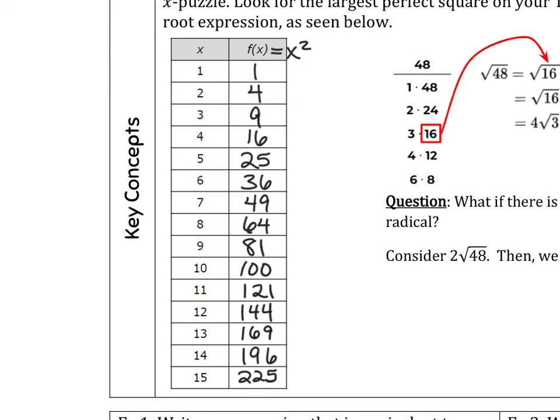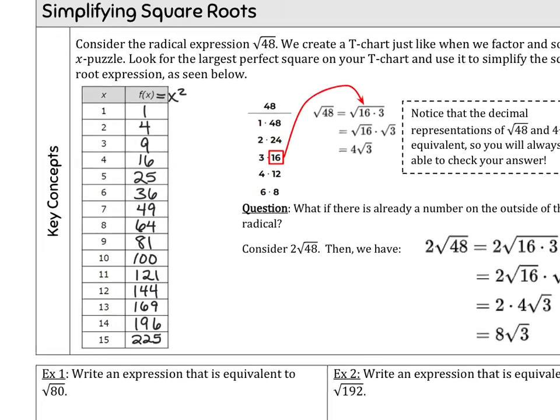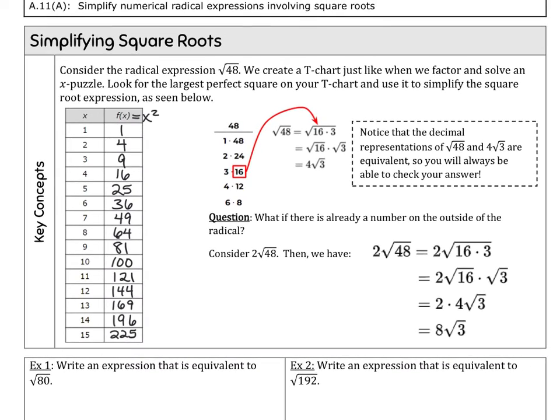So what we're going to be doing today is using this chart of perfect squares to simplify square roots. The process you're going to do to simplify something like square root of 48 is to create one of those T-charts, just like we did when we were factoring. Once we're done with that T-chart, we're going to look for the biggest number in the list that is a perfect square. The biggest number that's a perfect square is 16. Look, that's on my list.